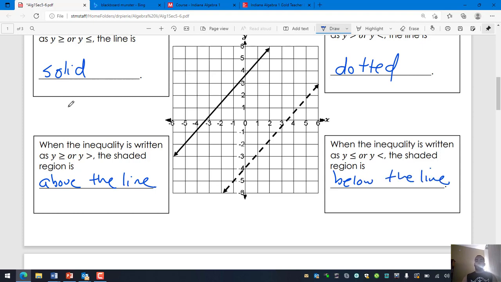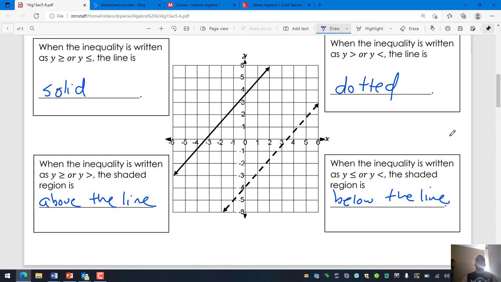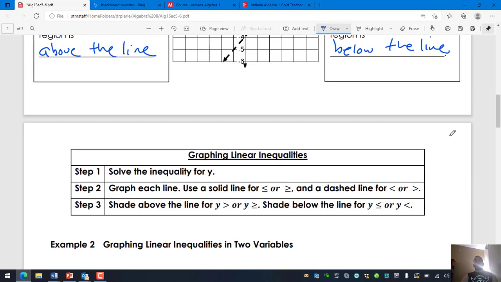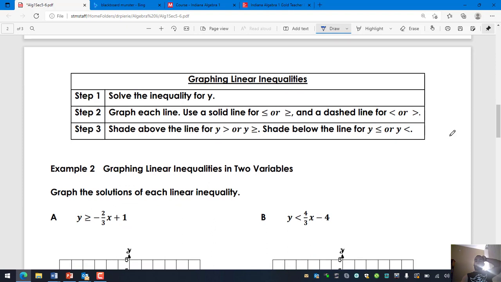Be down here or down here. Anything underneath the line that we sketched. But in short, it's pretty much the exact same thing as graphing equations in slope-intercept form, but there's just two extra pieces. The line texture and the shade.